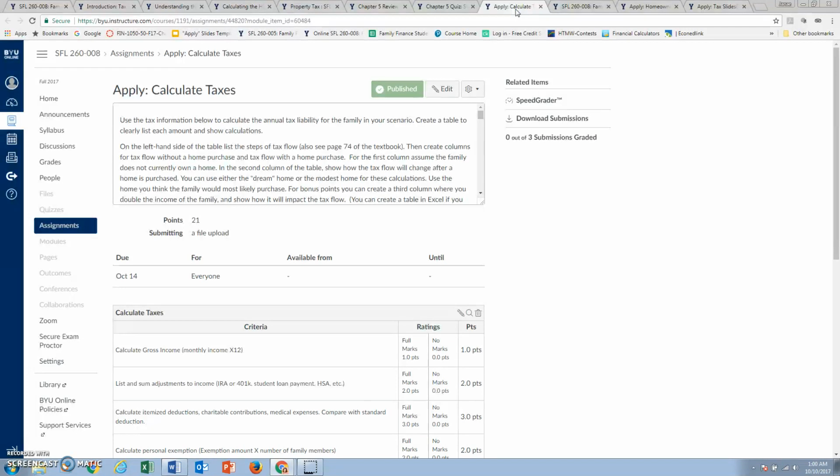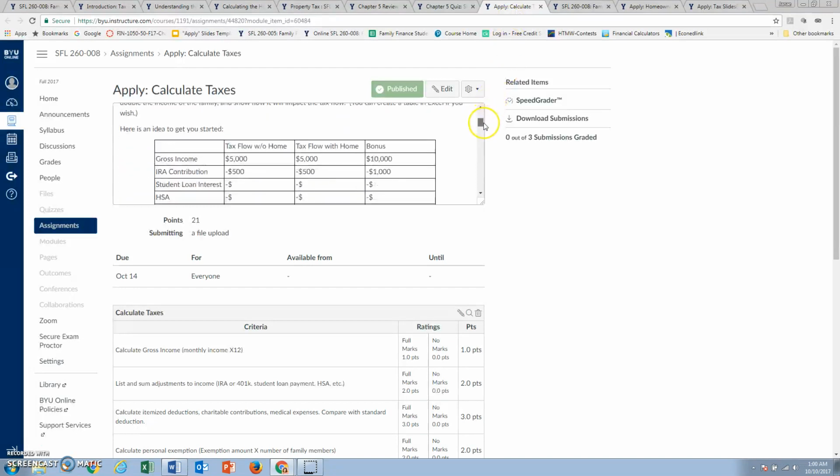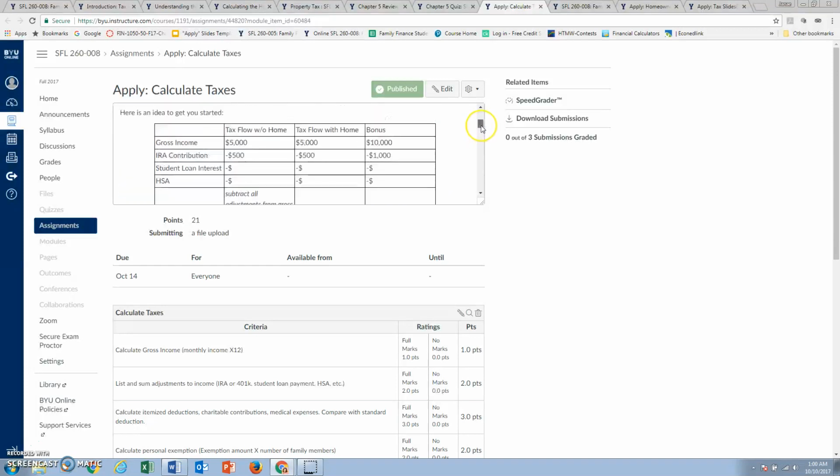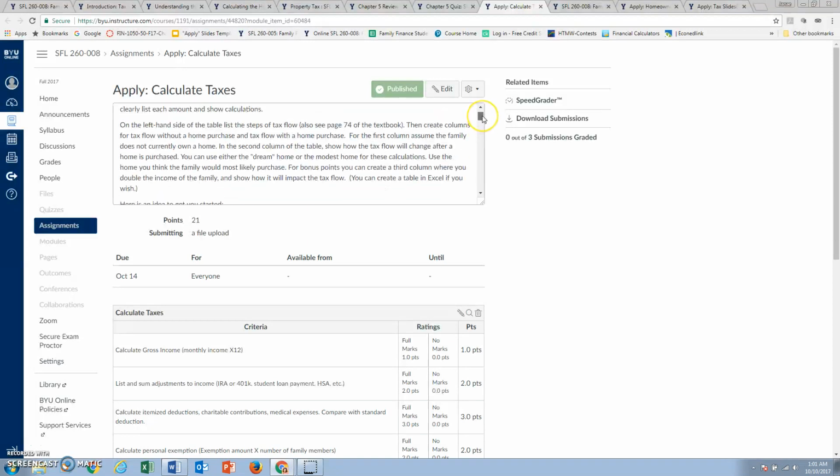What you're going to do for this assignment is create a table. If you're familiar with Excel and you want to do it that way, you're welcome to use Excel to calculate these, and it will do the math for you. If you're not familiar with Excel, feel free to just create a table in a Word document and work those things through. When you get to this point in the module, you've worked through all of the steps that you need to know how to calculate taxes. You'll understand how to do the tax flow that starts on page 74 of the textbook.